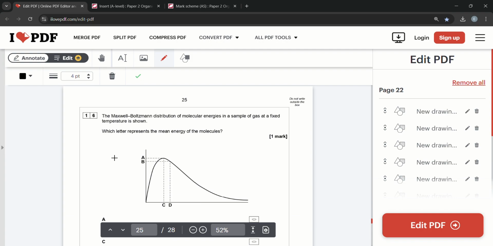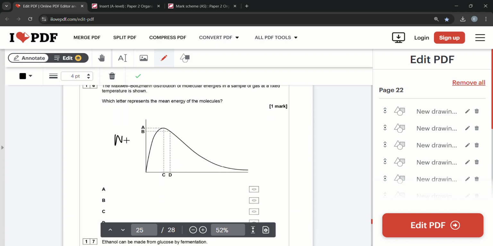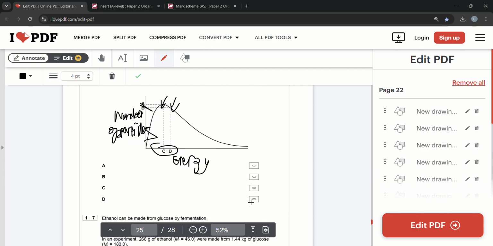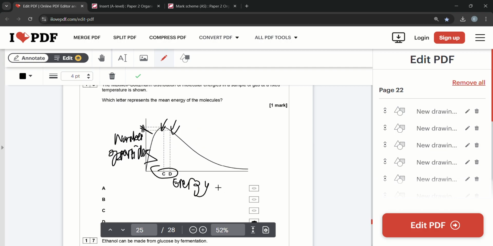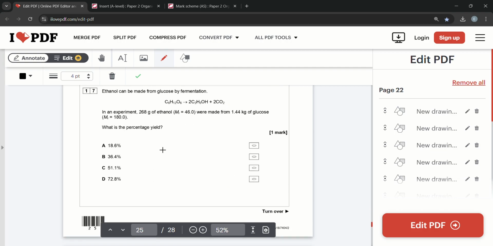Question 16, which letter represents the mean energy of the molecules? Well, if we label this Maxwell-Boltzmann curve, that's number of particles, and that is energy. So if we're trying to find the mean energy of the molecules, it can't be A or B because that's for particles, it has to be either C or D. Is C the mean energy? No, C is the most probable energy. So the answer is D, that's the mean energy. The mean energy is just a bit to the right of the most probable energy.